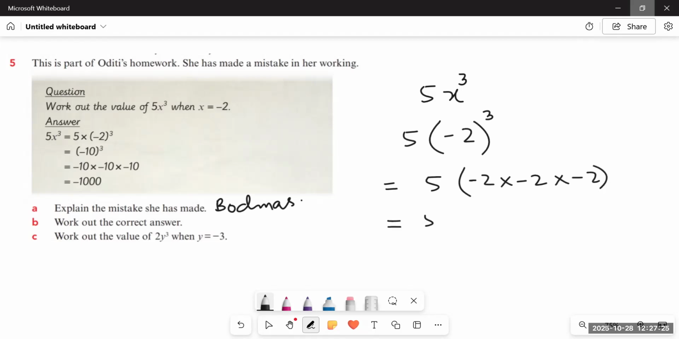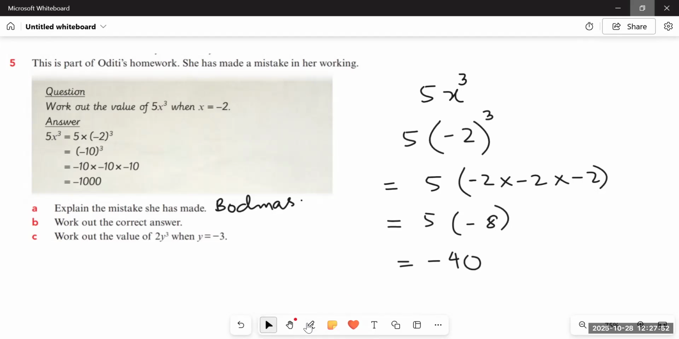-8. Okay, let me tell you one more thing over here. The square of a negative number is always positive, but the cube of a negative number would always be negative. So it's -8 over here, and upon multiplying it with 5, you will get -40. So you see the difference of not applying the BODMAS rule. The answer is getting almost in thousands.